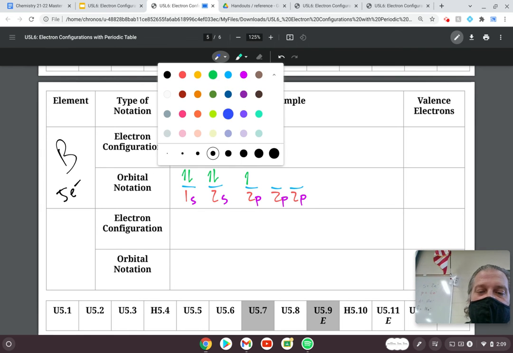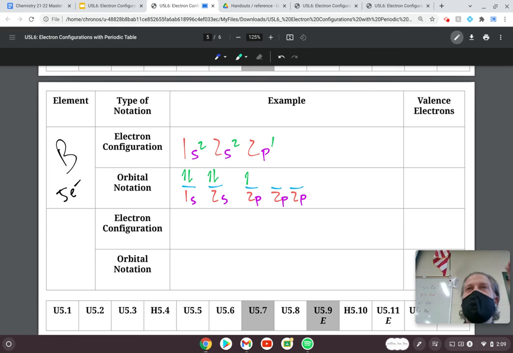And then if I wanted to go ahead and identify the number of valence electrons, I would look for the biggest energy level. So in that case, it's 2. This is the biggest energy level. So I'm going to add the electrons together, and I get 3 valence electrons here.